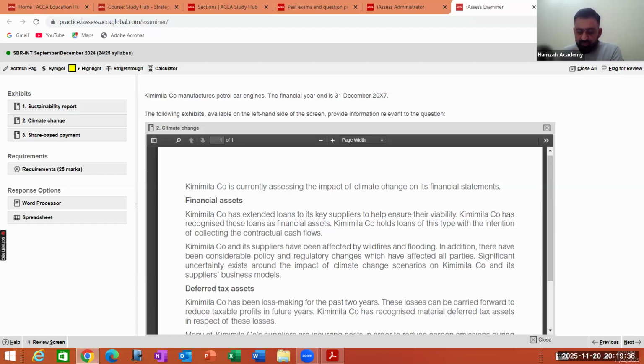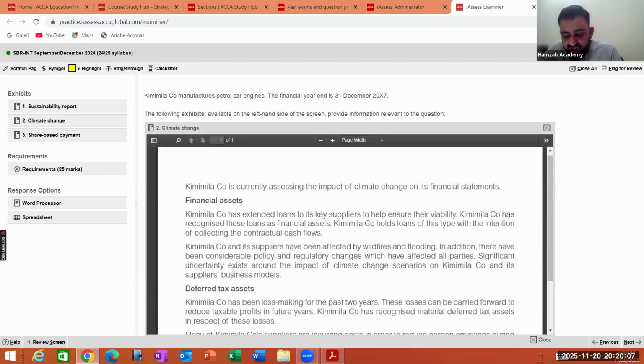K company and its supplier have been affected by wildfire and flooding. In addition, there have been considerable policy and regulatory changes which have affected all parties. Significant uncertainty exists around the impact of the climate change scenario on K company and its supplier's business model. Now K company has given loans, they have invested in their suppliers, they have recorded that as a financial asset at amortized cost under IFRS 9.